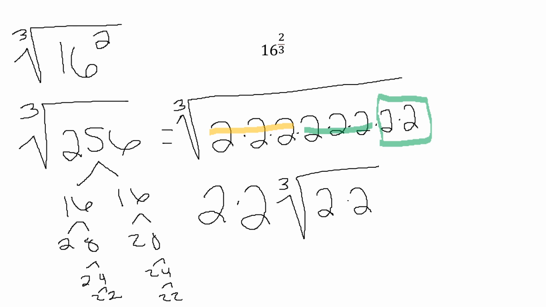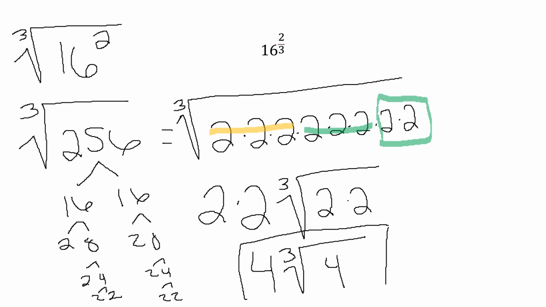Remember, if it's a square outside, I need to find pairs of 2. If it's a cubed outside, I have to find 3. If it's a 4 outside, I'd have to find 4. And then I multiply. 2 times 2 is 4. The cubed root of 2 times 2 is 4. This is my answer, and here's why people hate algebra, because that's not any easier than what I started with, but that's going to be the simplified answer.